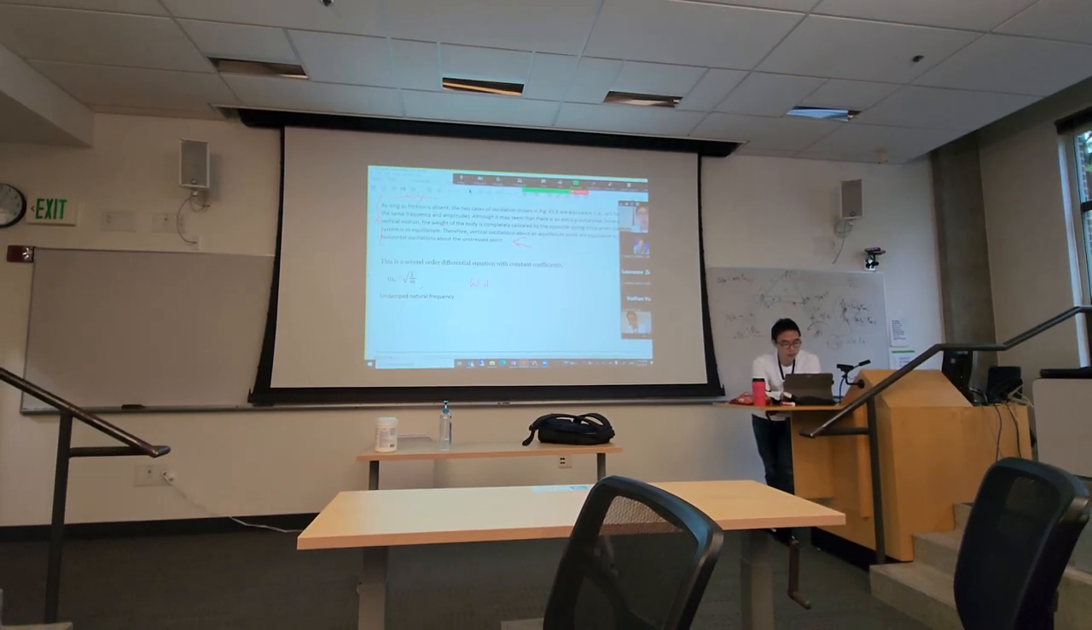What is a damped natural frequency? That was omega n times square root of 1 minus zeta squared. For the undamped natural frequency, this is a typical response. So it can be either this form or this form. And then take a look at this.